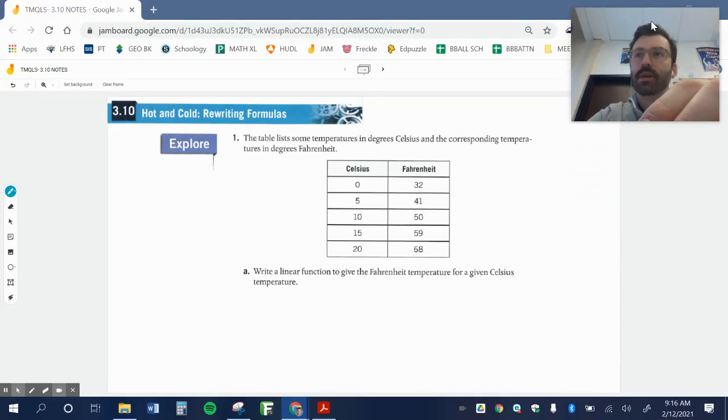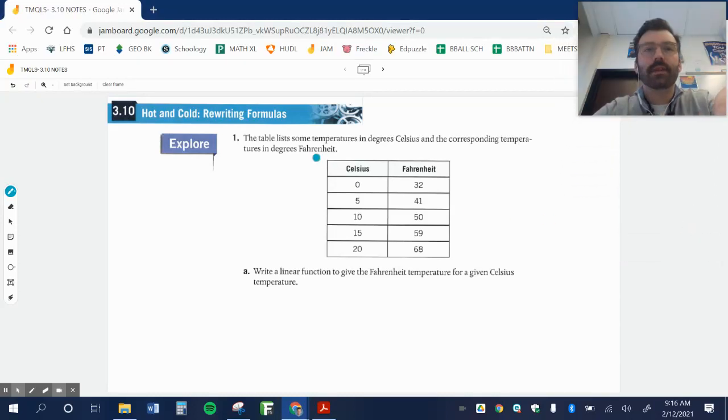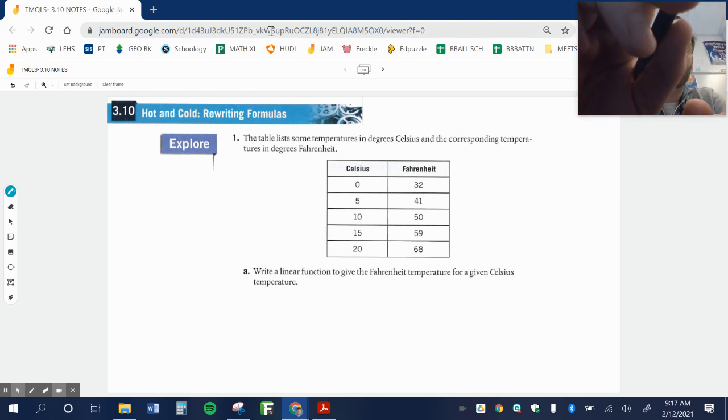All right, here we go. Section 3.10. It's all about rewriting formulas, and what that means is we're going to be solving for variables within formulas today.